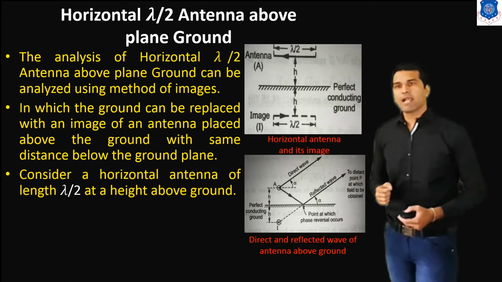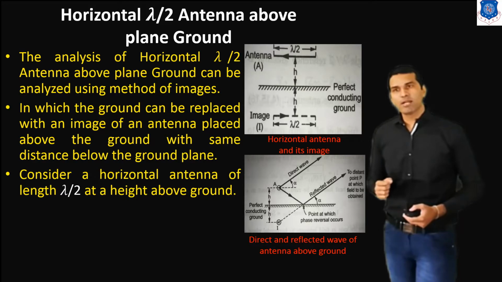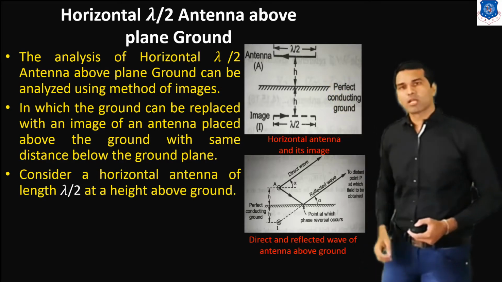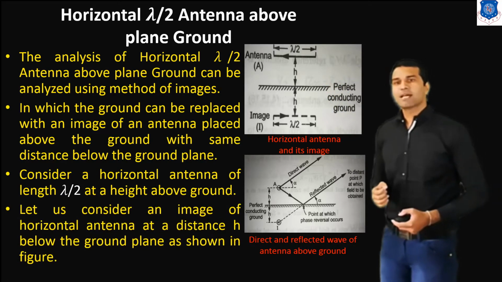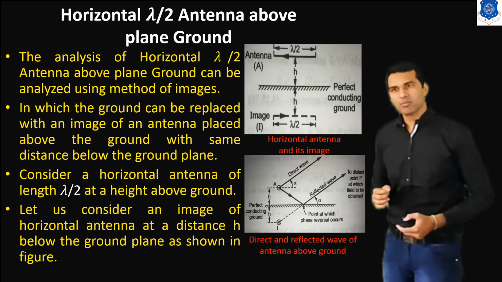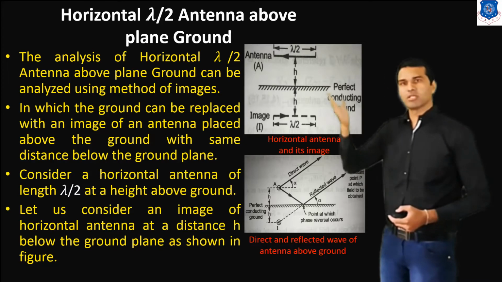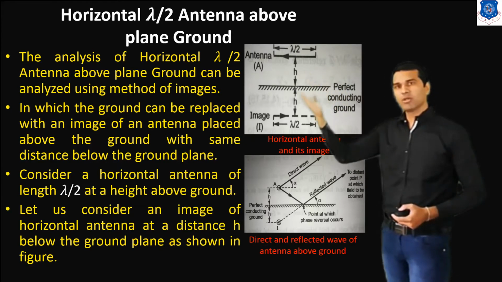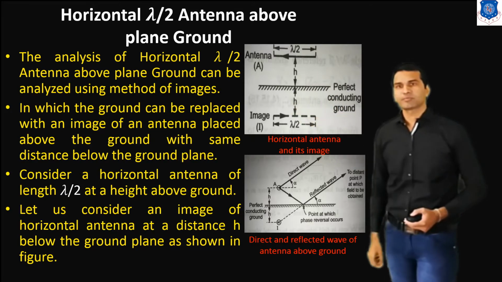Consider the horizontal antenna of length lambda by 2 at height h above the ground plane. So this is the antenna, height h is lambda by 2 above the ground plane. Let us consider the image of the horizontal antenna at the distance h below the ground plane as shown in the figure. So this is the original antenna and below this is the image of this antenna.